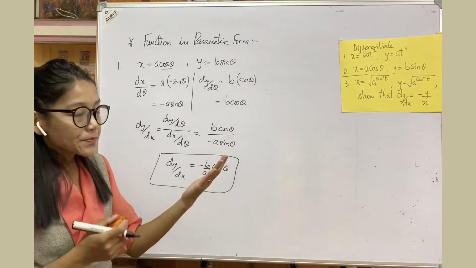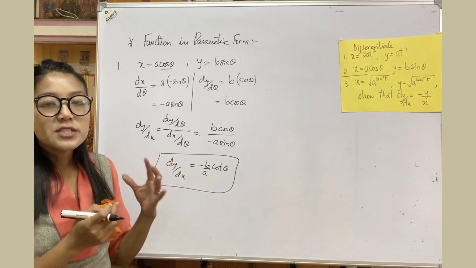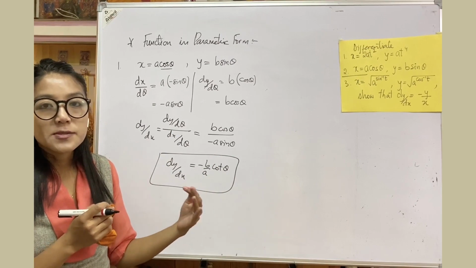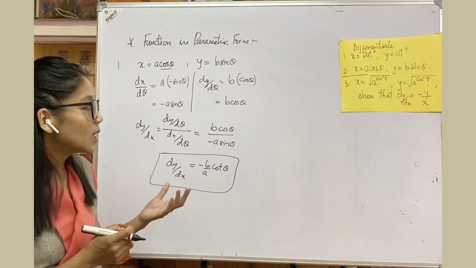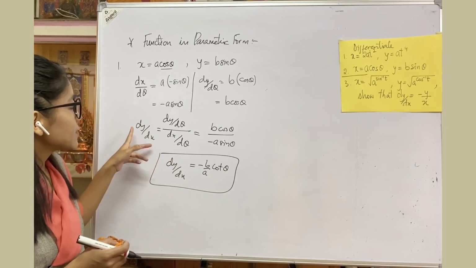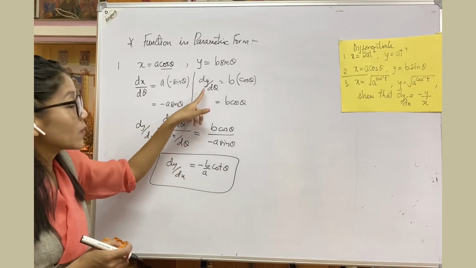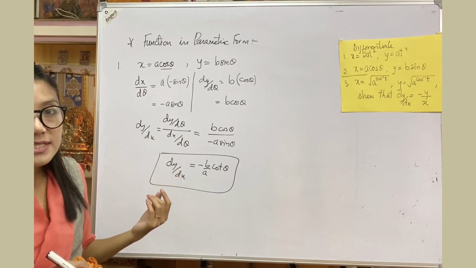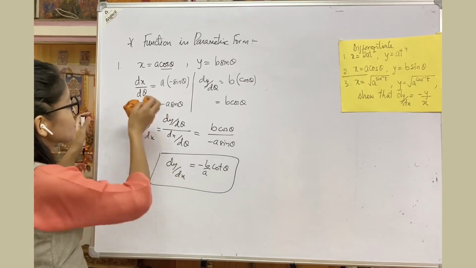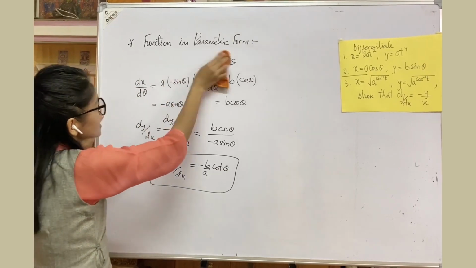So you have to differentiate x and y separately with respect to the third variable, whatever is given, t, theta, or any other variable, and then take the quotient of dy by d theta and dx by d theta, which gives us dy by dx. In the same way you have to do it. Now we'll take the third example.